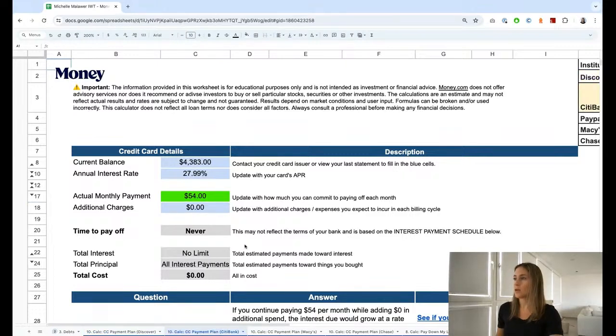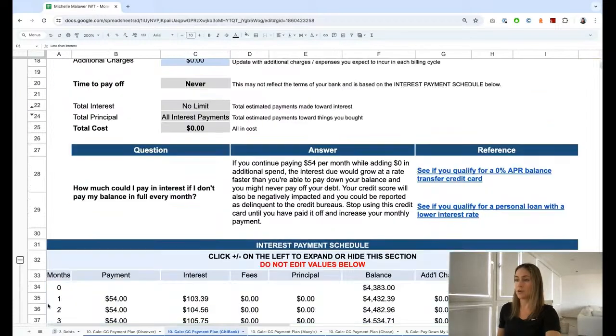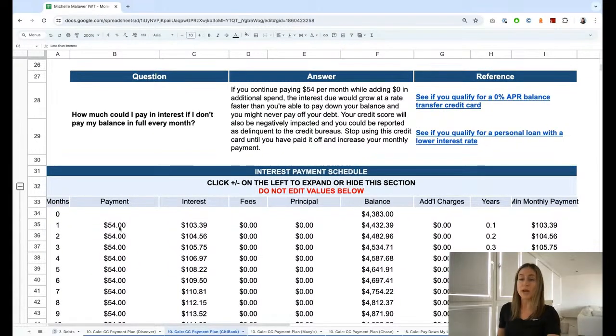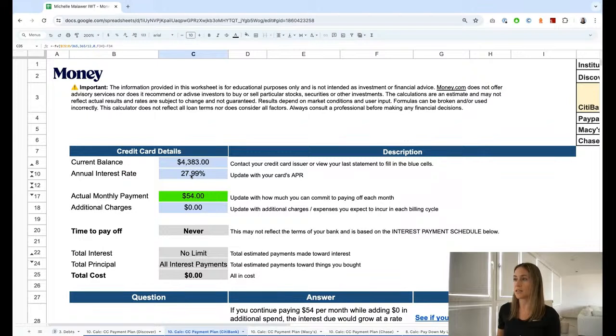Great. So the next one is the Citibank card, and that's a $54 minimum payment, and I found it very interesting that it would appear this is less than interest at 27%. So if we go down and look at the breakdown of how this payment is applied over time, interest is $103.39 for this balance based on this interest rate. So I'm very confused as to why 54 is the rate that the card is suggesting as the minimum payment.